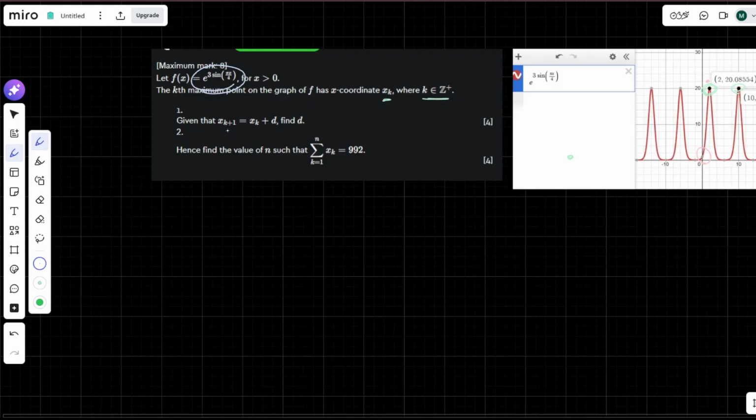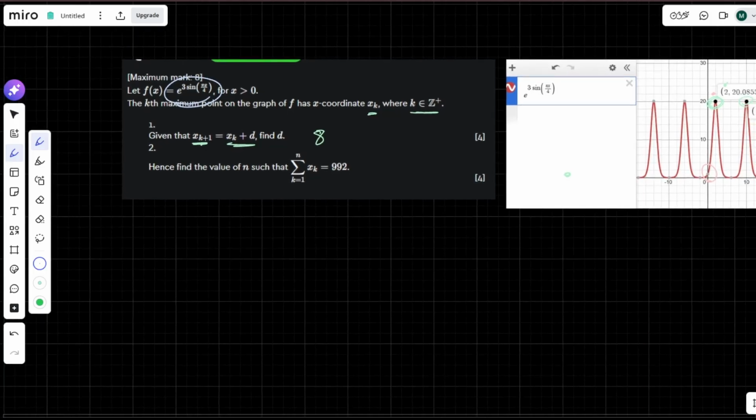K is going to be a positive integer, and we're saying given that the x value of one of those maximums is equivalent to the previous maximum x value plus d, find d. Now, if we have a look at our graph, the x value is 2 for the first one, and then 10, so d is 8. And actually, according to standards for this course, you don't have to do anything more for this. You have to say by GDC and explain yourself a little bit, but that would be sufficient.